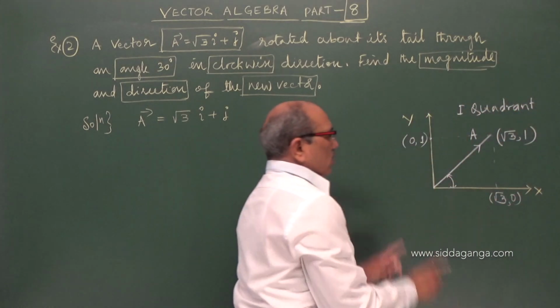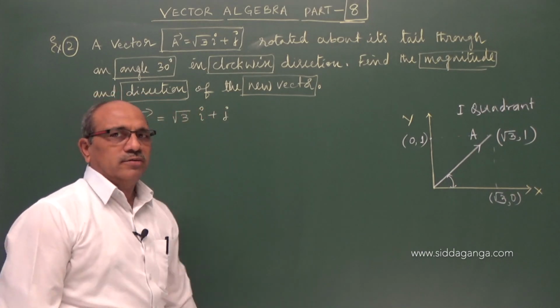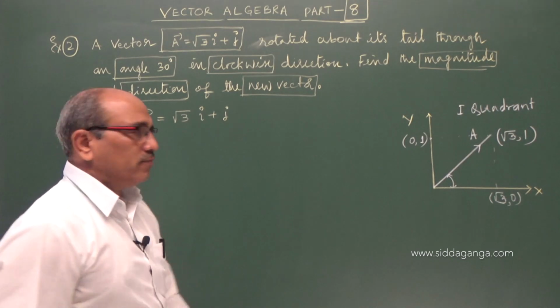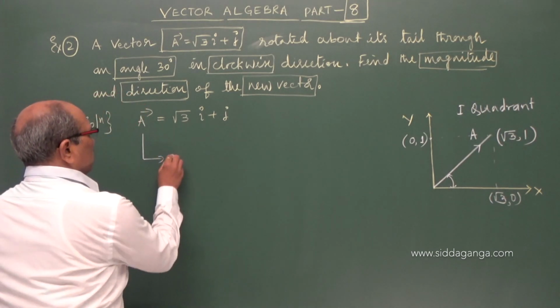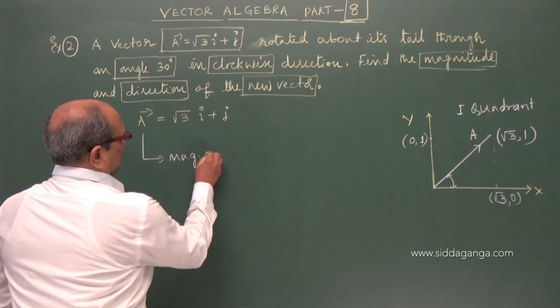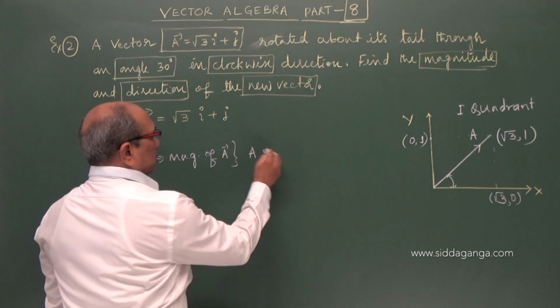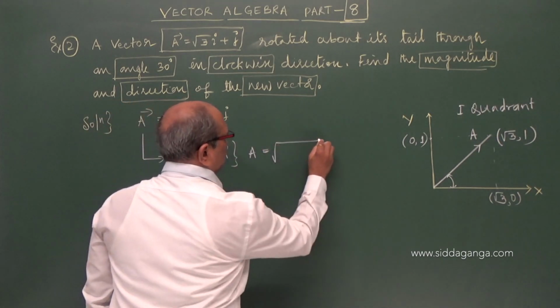I hope you followed why I took the vectors in that order. Now I have to get the magnitude and direction. What is the magnitude of A? The i and j components are perpendicular to each other.